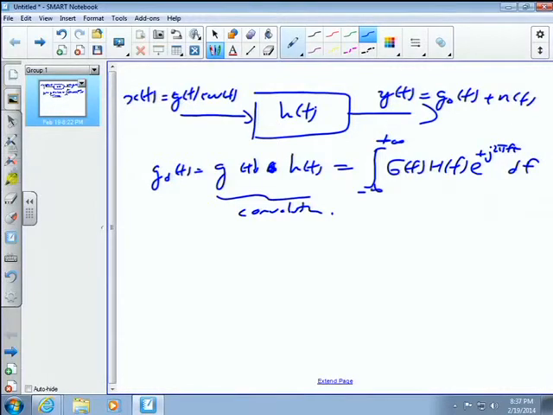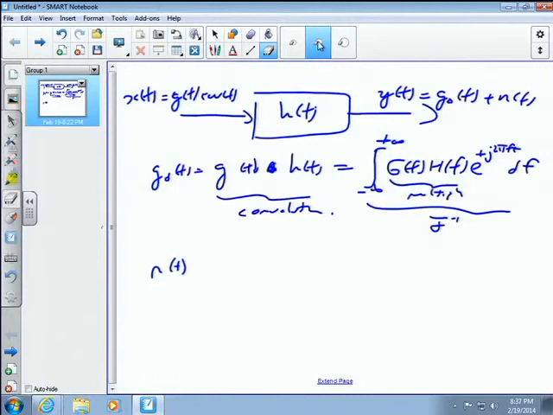But what you would do is multiply, and then overall you would do the inverse Fourier transform of that. Now, with the noise, with n(t), what we want is, we don't really care. First of all, I'm maybe jumping a little too fast.